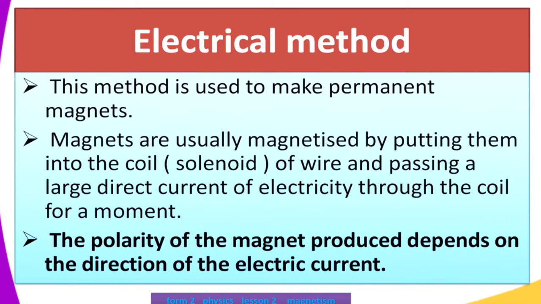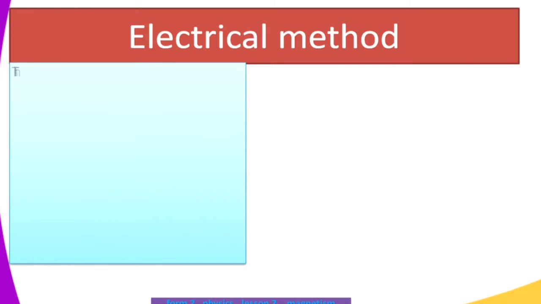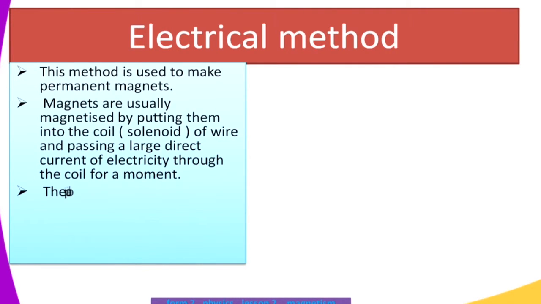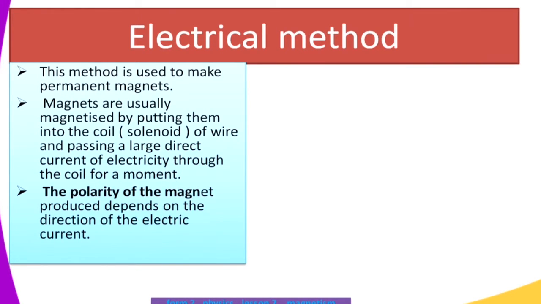Now, the electrical method is still one of the methods used to make permanent magnets. Magnets are usually made by putting them into a solenoid of wire and passing a large direct current of electricity through the coil for a moment. The polarity of the magnet produced depends on the direction of the electric current passing through the coil. We have seen that, and let's just have an appreciation of this through this diagram.